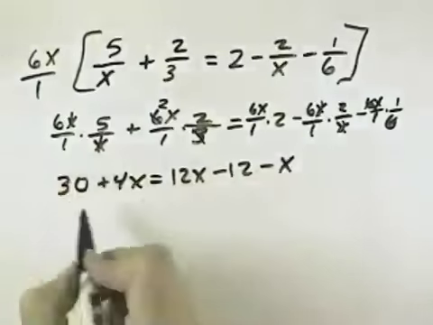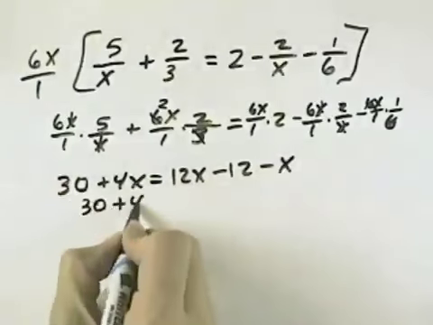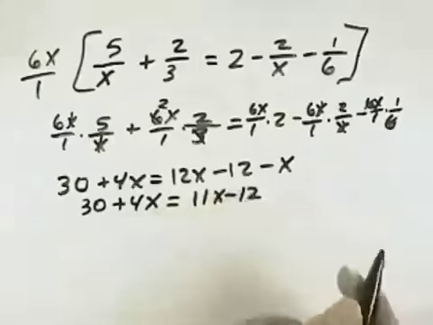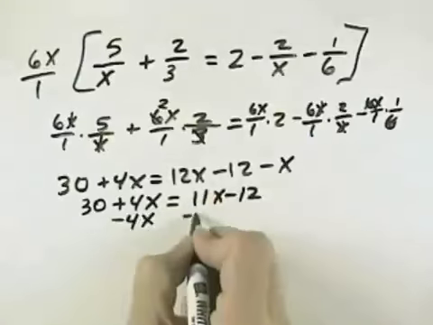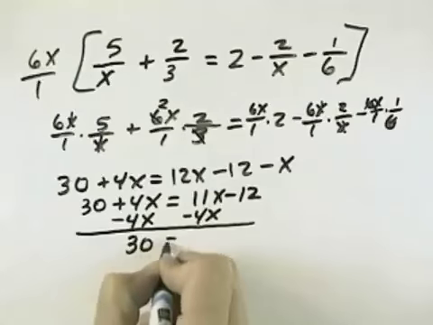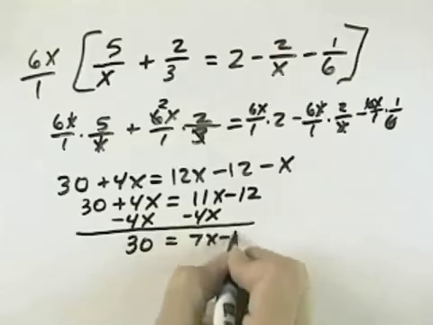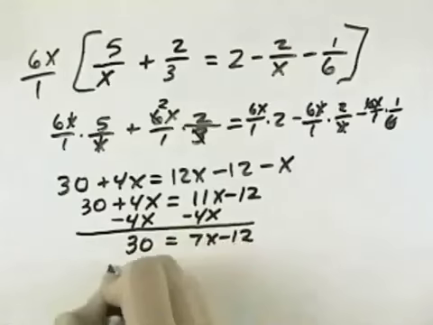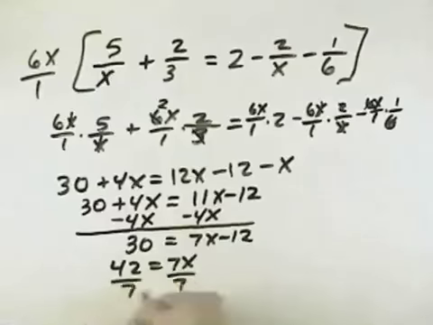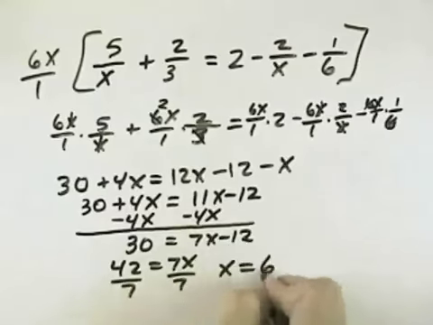Simplifying this now, we have 30 plus 4x, and on the right we can subtract 1x to have 11x minus 12. I'm going to subtract 4x from both sides to get all the x's on the right, and I'm left with 30 equals 7x minus 12. Adding 12, I get 42 equals 7x. Finally, dividing by 7, I get x equals 6.